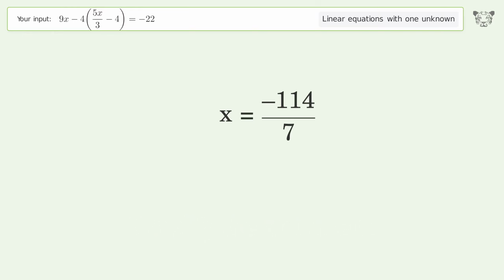And so the final result is x equals negative 114/7.